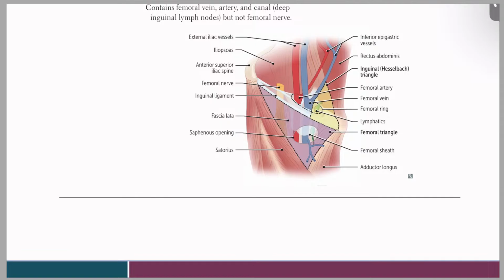External iliac vessels, iliopsoas, anterior superior iliac spine, femoral nerve, inguinal ligament, fascia lata, saphenous opening, sartorius, adductor longus, femoral sheath, femoral triangle, lymphatics, femoral ring, femoral vein, femoral artery, inferior triangle, Hesselbach.